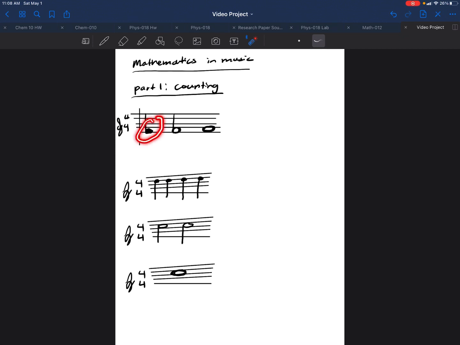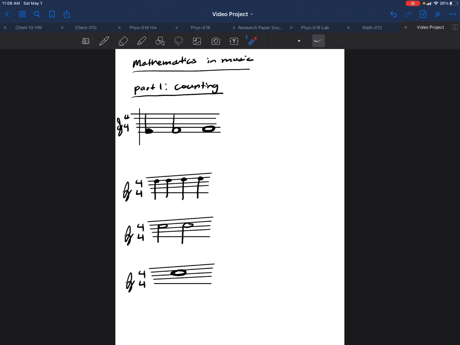For example, this black note with a tail is known as a quarter note and has one beat in value. Because it is a quarter note, 4 quarter notes take up one measure of 4/4 time. So this measure here will be counted as 1, 2, 3, 4.